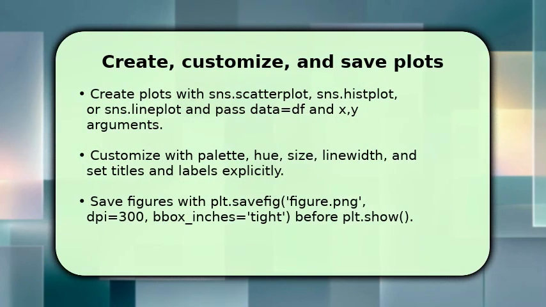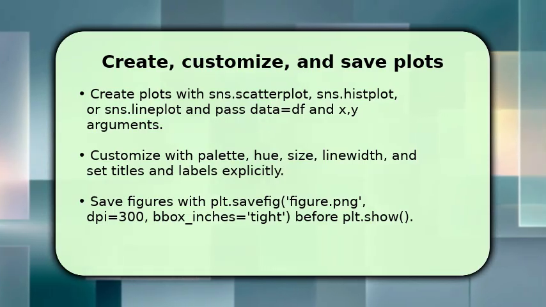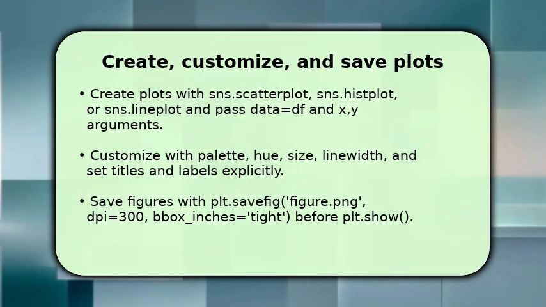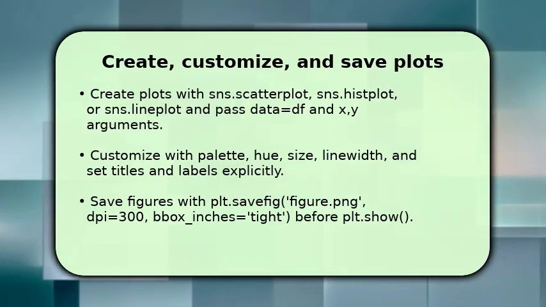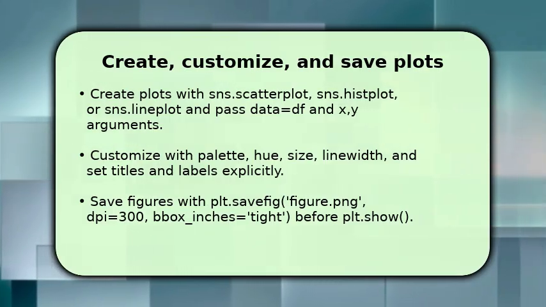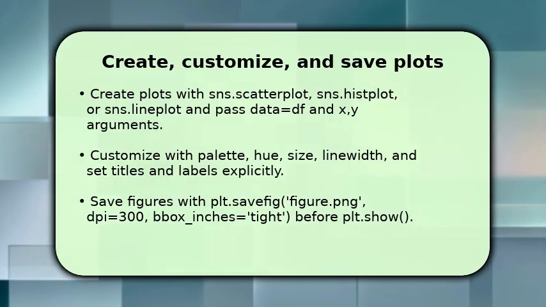Finally, create and customize your Seaborn plots directly in Jupyter cells. Call sns.scatterplot, sns.histplot, sns.lineplot or sns.boxplot with data equals df and specify x and y arguments. Use palette, hue, size, and line width to encode additional variables and improve readability.